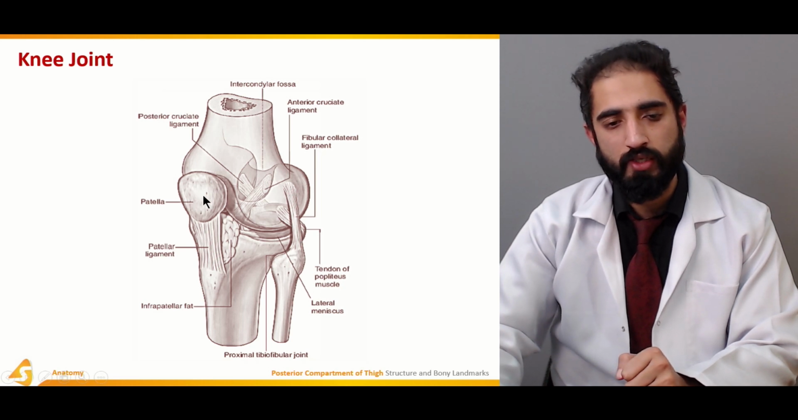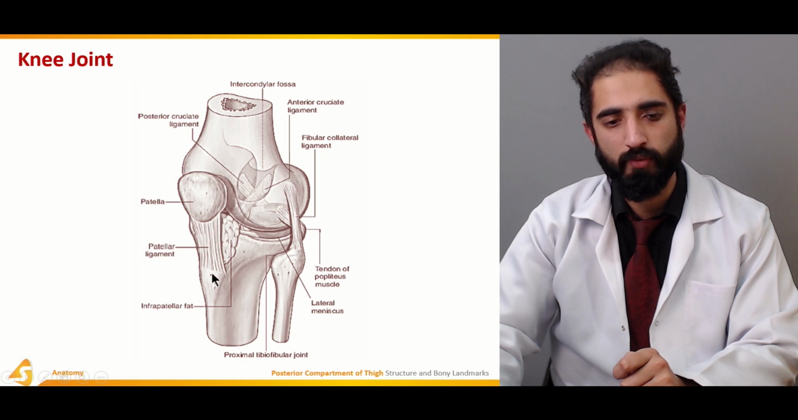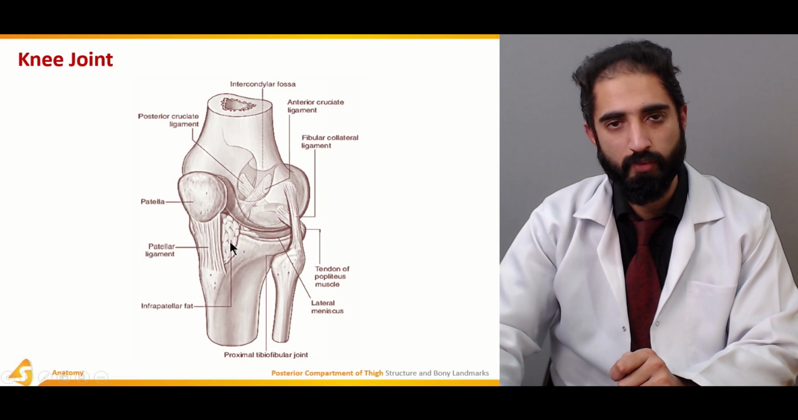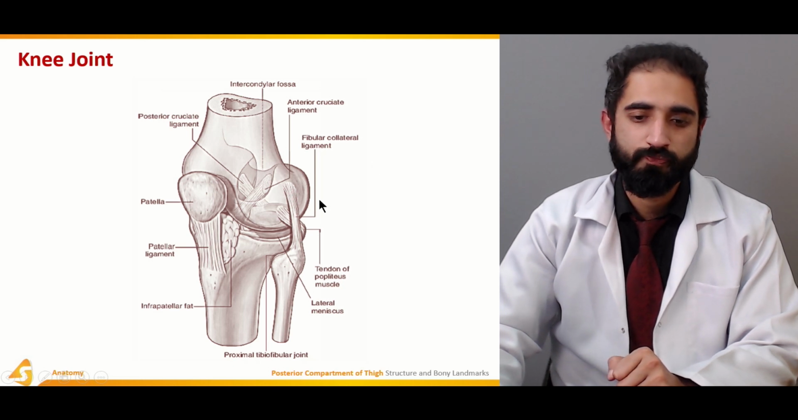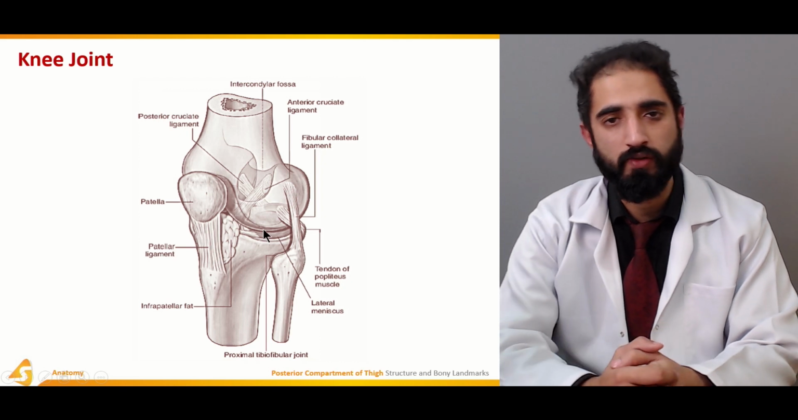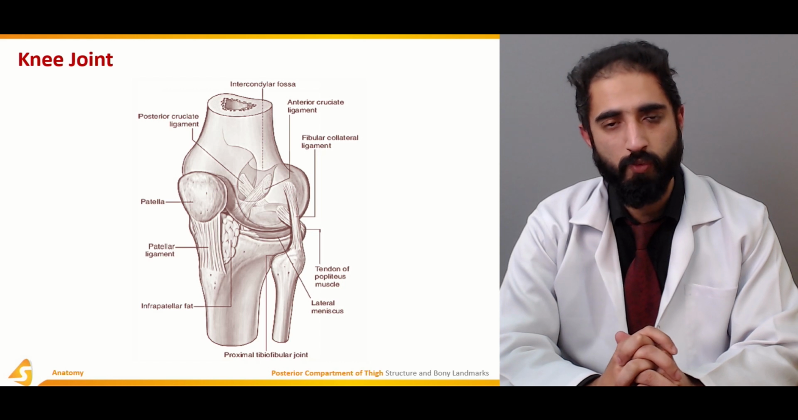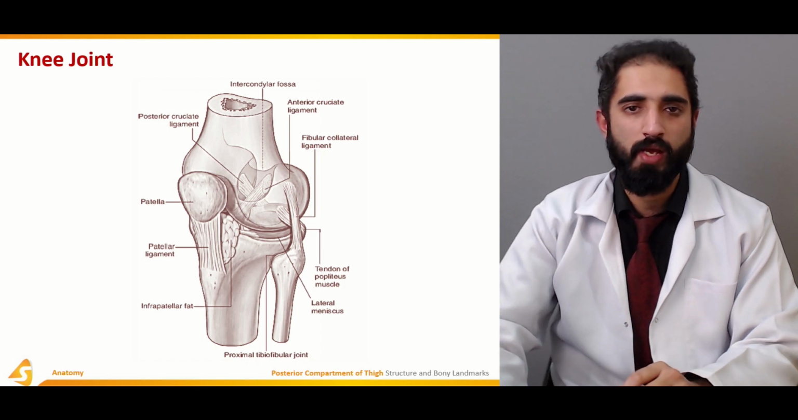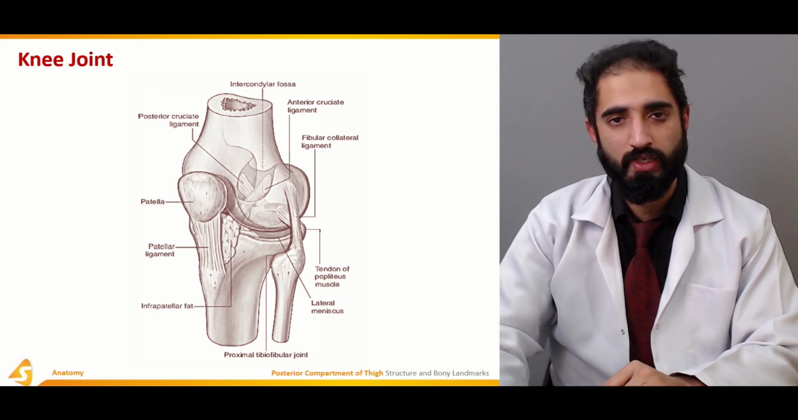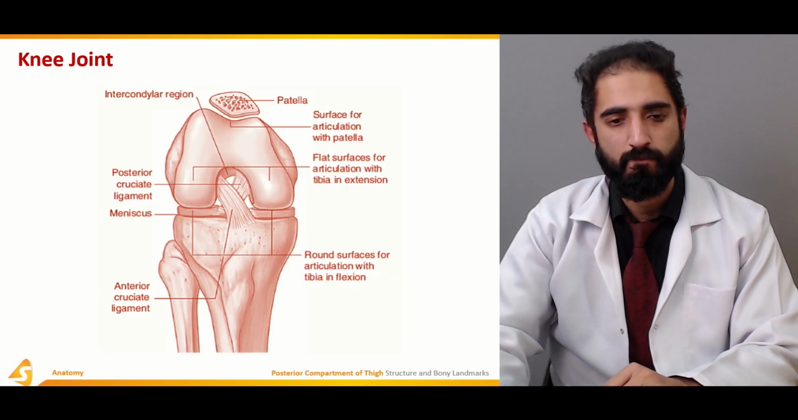And if you take a look here, the patella is attached to the tibia, the tibial tuberosity, via the patellar ligament. Here we have the infrapatellar pad, and in between the knee joint, we have a specialized cartilaginous disc structure, which is known as the meniscus, which is responsible for the shock absorbing capacity of the knee joint because it is a major weight bearing joint.